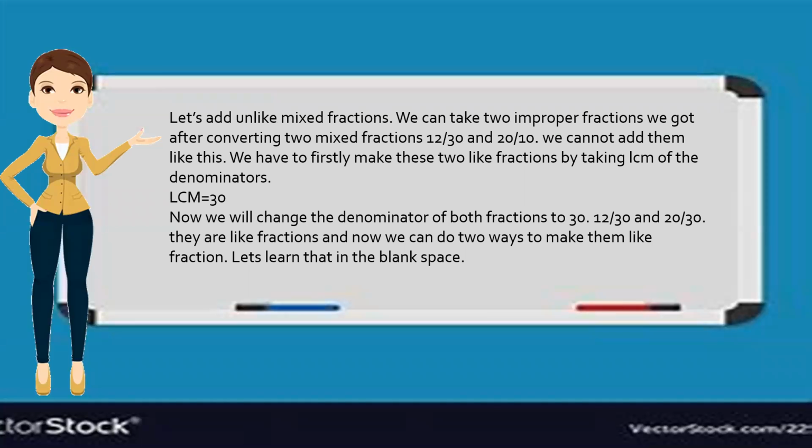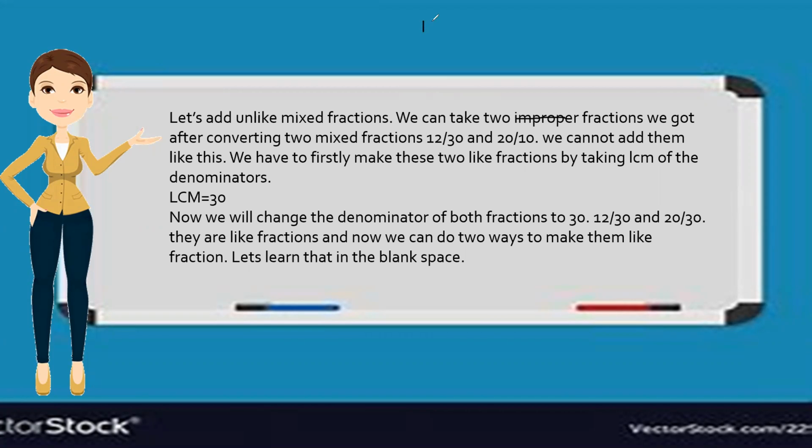Okay, so now this is the addition of unlike mixed fractions. We can take two improper fractions. No, sorry, they are not improper fractions. They are one proper and one improper. That's no problem. The rule is the same. You can take two improper, two proper, or one improper and one proper. That is your choice. The fractions we got after converting the two mixed fractions are these.